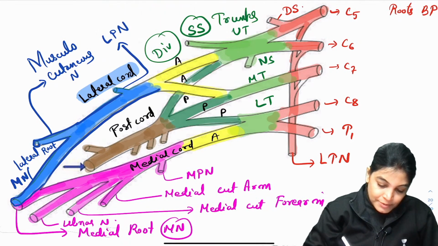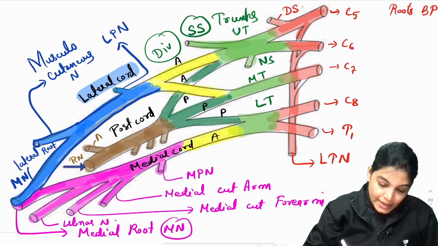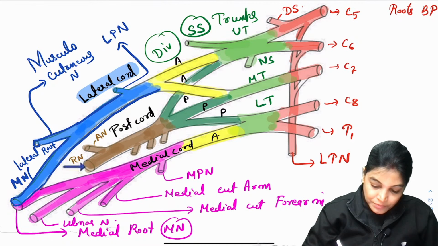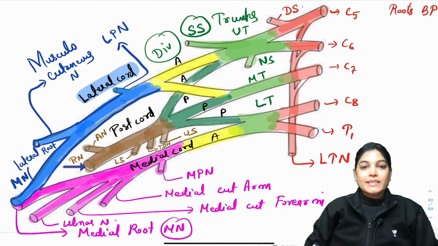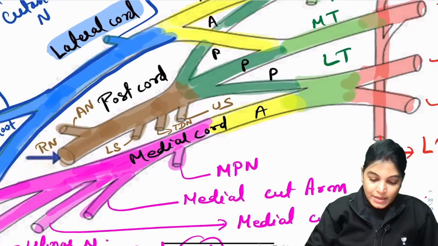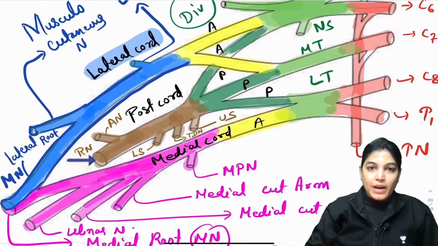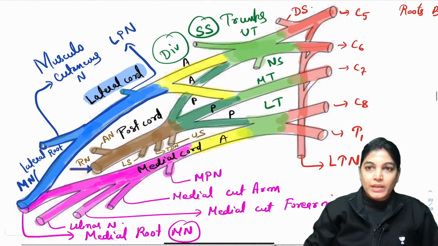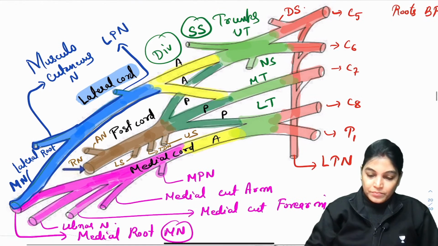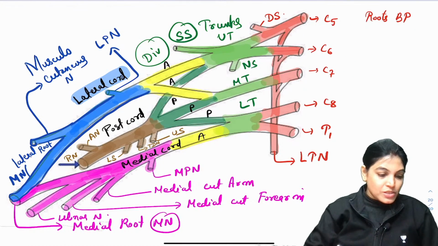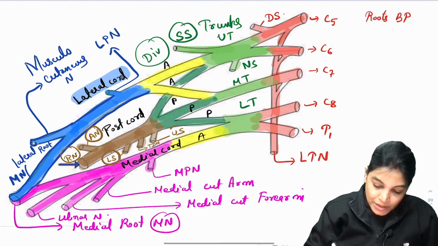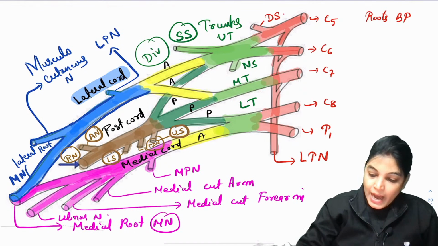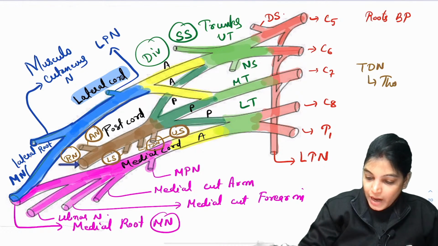This is RN, the radial nerve. This is AN, the axillary nerve. This is the lower subscapular, this is the upper subscapular, and this is the thoracodorsal nerve, TDN. If I enlarge slightly, you can understand this. So, we have got the branches from the posterior cord: axillary nerve, radial nerve, LS meaning lower subscapular, US meaning upper subscapular, and the thoracodorsal nerve.